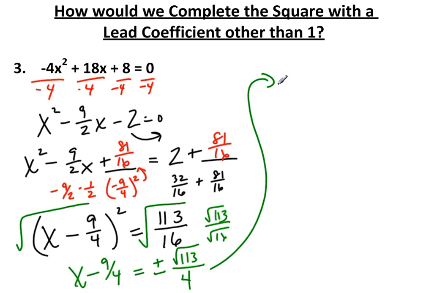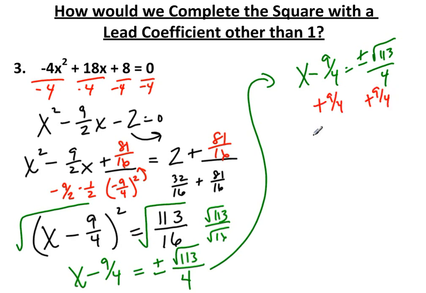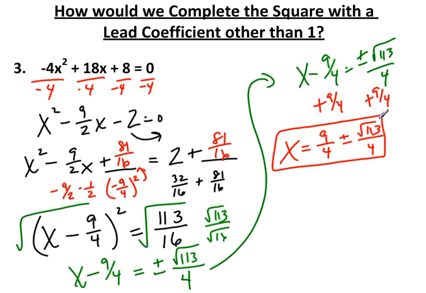My next step would be, I'm going to rewrite the last step we had. My last step would be to add 9/4 to both sides. So when I do that, I'm going to get x is equal to 9/4 plus or minus root 113 over 4. And that would be my final answer.